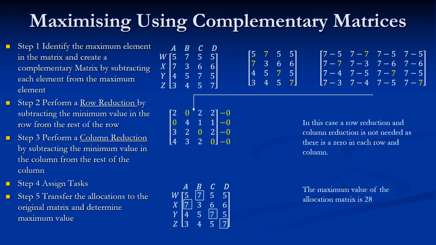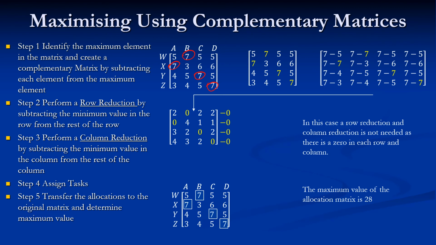Oops, I didn't animate. So step 1, we can see that here's our starting off matrix. And we're going to create a complementary matrix by subtracting each element from the maximum element. So let's highlight our maximum elements, and I've got 4 of them. They're all the same, so that's 7. So just saying every element taken away from the maximum. So it looks a bit like this. So 7 take 5, well that's going to give you 2. 7 take 7, well that'll give you 0. 7 take 5 will give you 2, and 7 take 5 will give you 2, and so on.